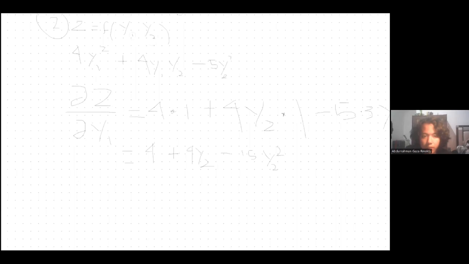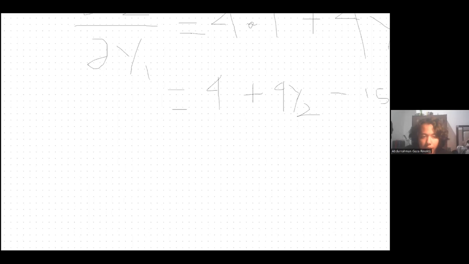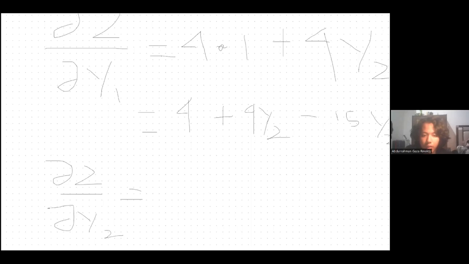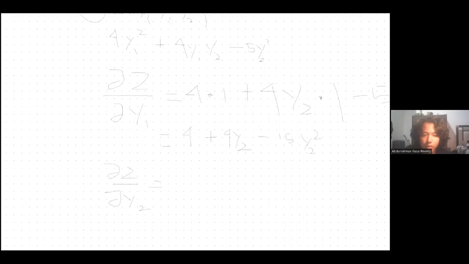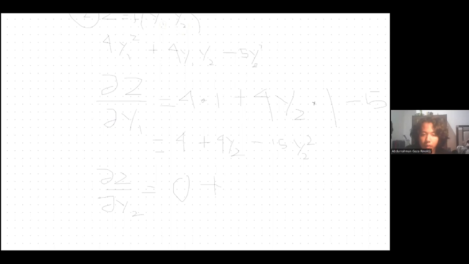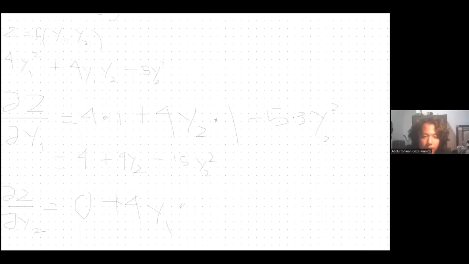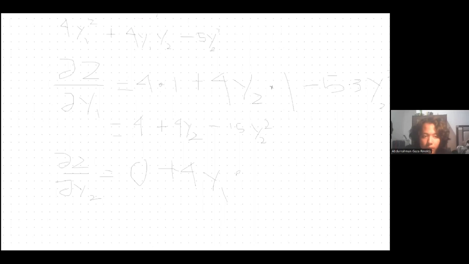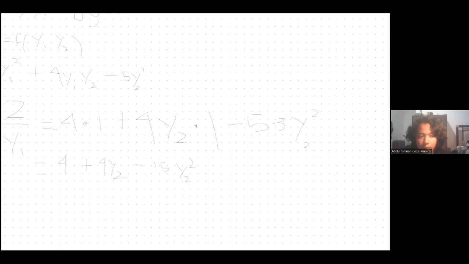We do the other one, the ∂z and ∂y2. We see again in here for y2. We don't have y2 in the first term, so we write it as a zero, plus the 4y1 as a constant. Oh yeah, sorry, I forgot. So we go back to the y1 in here. This one, the 5y, is wrong.